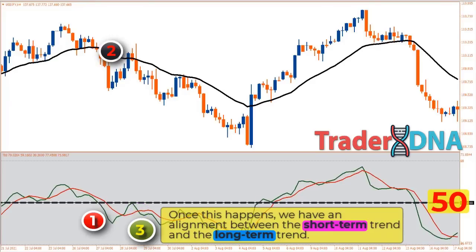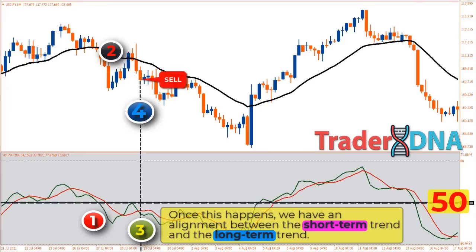And now, let's determine the appropriate place to go short. Step number 4. Sell at the closing candle after the green line breaks below the red line. When the green line crosses below the red line, it tells us that the sellers are selling and the fact that we have a negative sentiment.